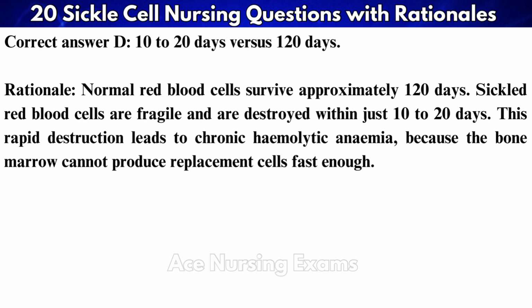The correct answer is D. 10 to 20 days versus 120 days. Normal red blood cells survive approximately 120 days. Sickled red blood cells are fragile and are destroyed within just 10 to 20 days. This rapid destruction leads to chronic hemolytic anemia because the bone marrow cannot produce replacement cells fast enough.